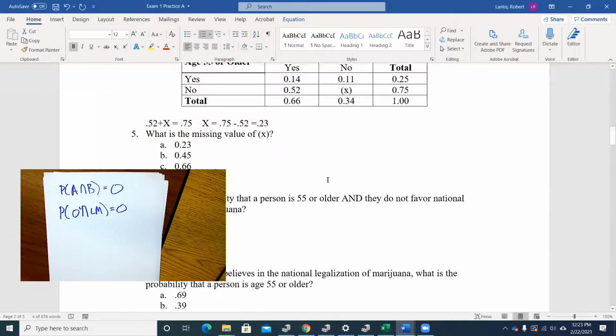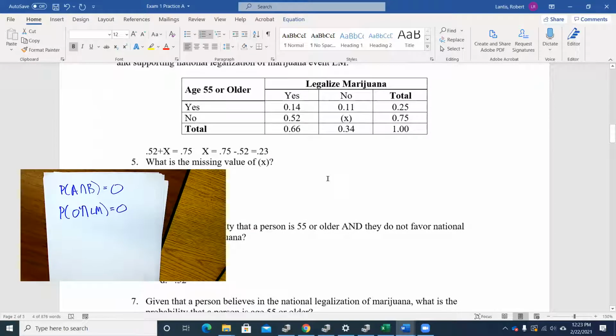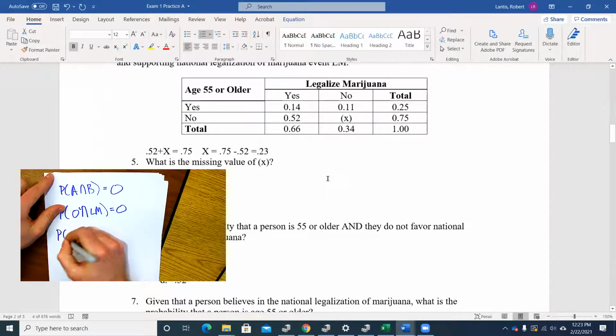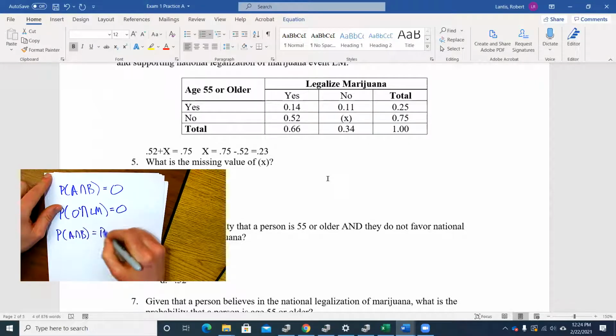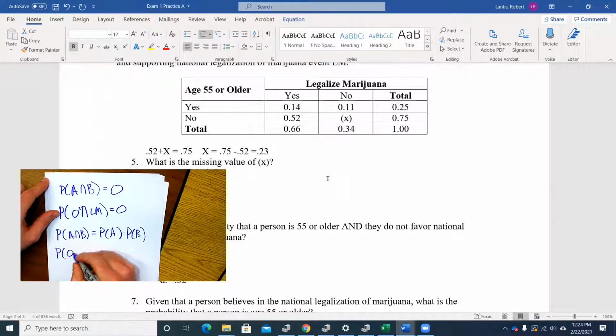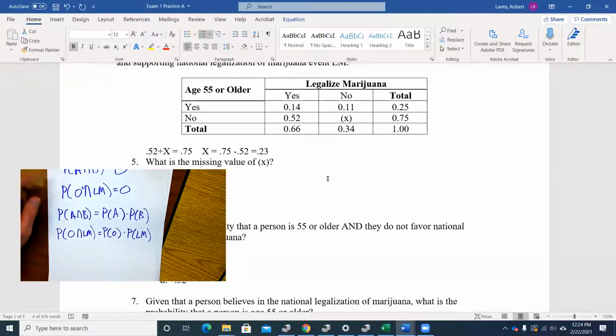We're looking at this table. What that equation, that special condition, is saying is, if P(A and B) is equal to simply the probability of each event multiplied by each other, we know they're independent. So for us, this would be older than 55 and wanting marijuana legalized. If that's equal to the probability of being older than 55 times the probability of wanting marijuana legalized, then these will be independent events.